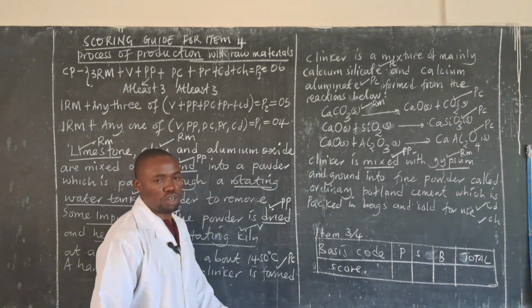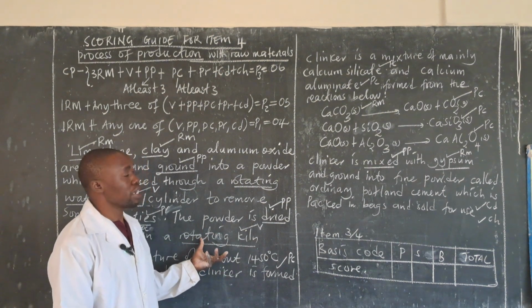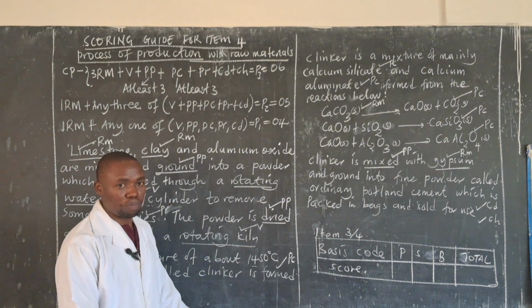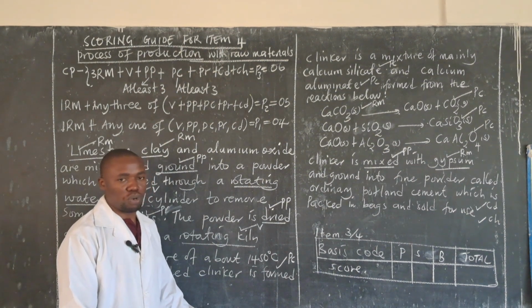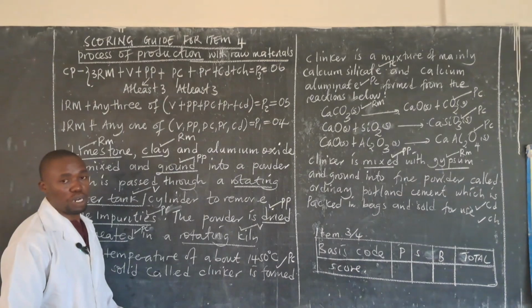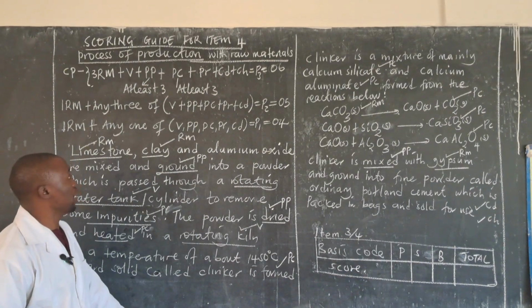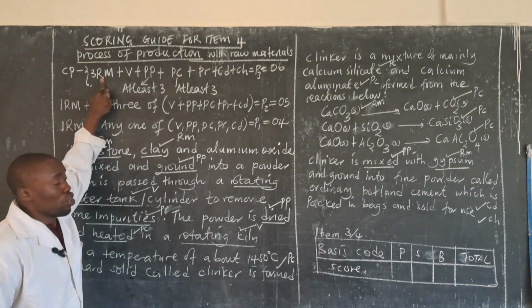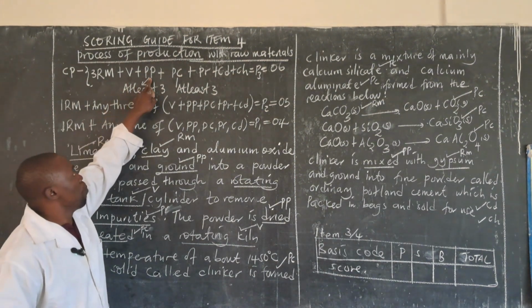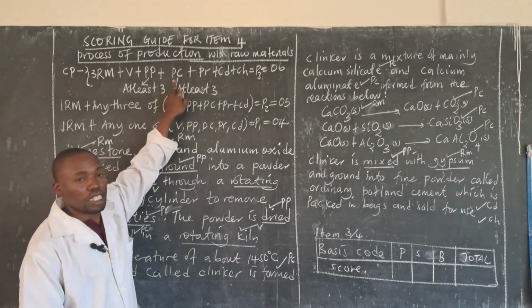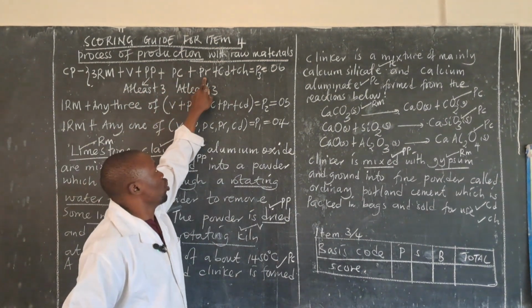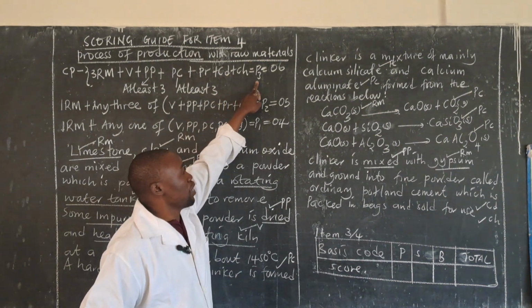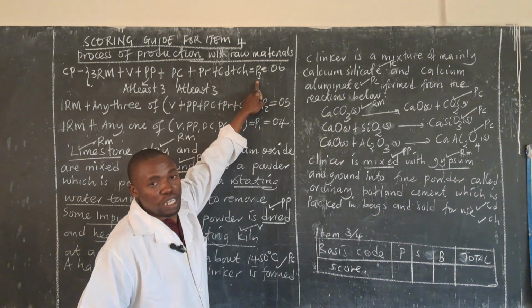Now let us look at how the responses are scored. Before we dive into all of them, we are going to start with the process of production. Under the process of production, let's look at the basic codes used here. CP stands for the complete process, RM stands for raw materials, V is vessel, PP is physical process, PC is chemical process, PR is purification, CD is conversion to the desired product, CH is coherency, and P3 is the code for this level of assessment.